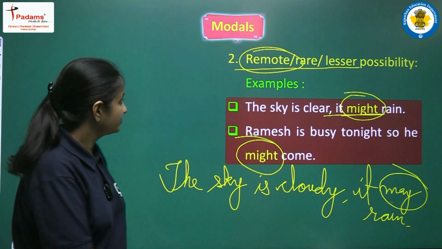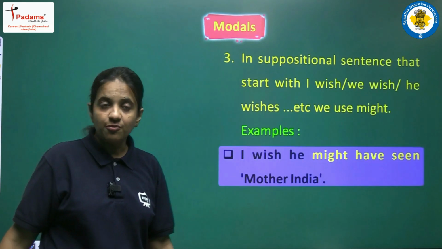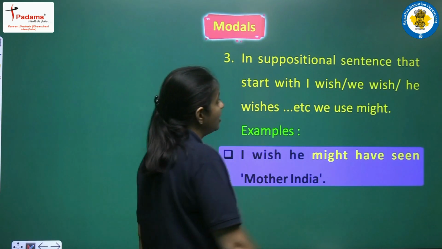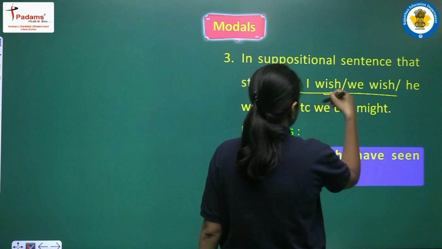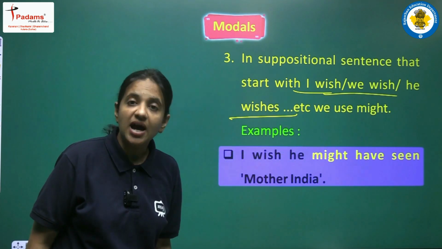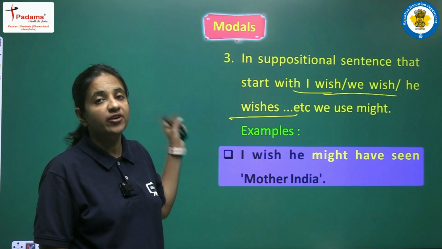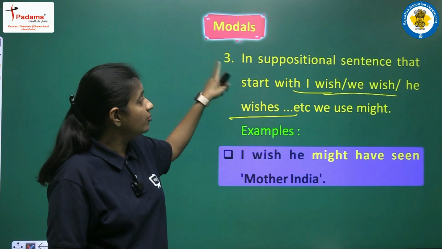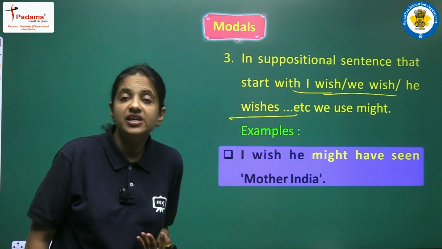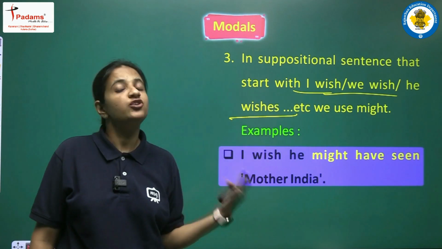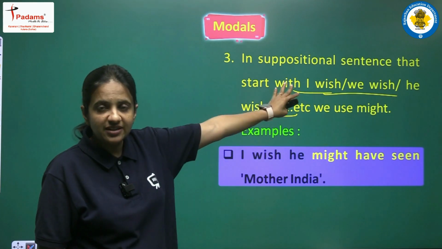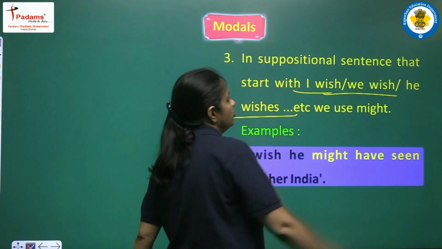Okay. Next, one more use of might we are having is in a suppositional sentence, that starts with I wish, we wish, or he wishes, etc. Then we can use might. So this is the other use of might. According to this use, we can have a sentence in which in the beginning of the sentence we are having I wish, we wish, he wishes, she wishes, such kind of words, and that will be a suppositional sentence, and in that sentence we can use might.